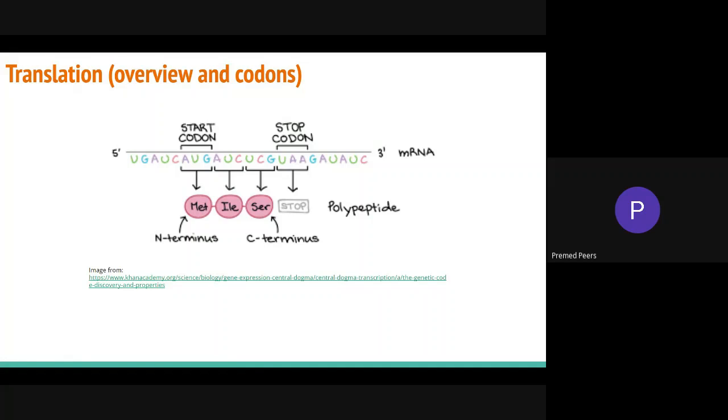In translation, the mRNA created in the previous step is read to determine what amino acids the polypeptide will consist of. The nucleotides of the mRNA are read in groups of 3 called codons. The start codon, AUG, codes for methionine and signals the start of polypeptide synthesis. Similar to transcription, translation has those same 3 phases: initiation, elongation, and termination. Transfer RNAs link mRNA codons with the associated amino acids through use of the tRNA's anticodon.